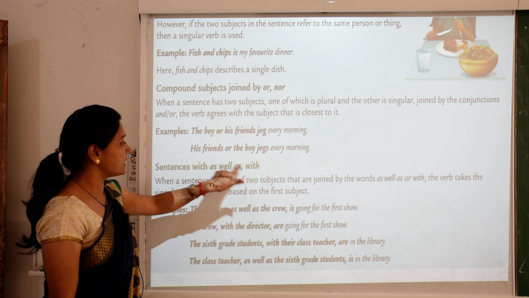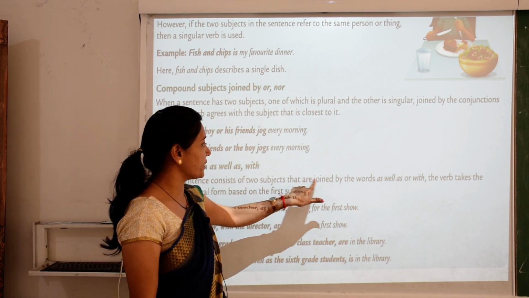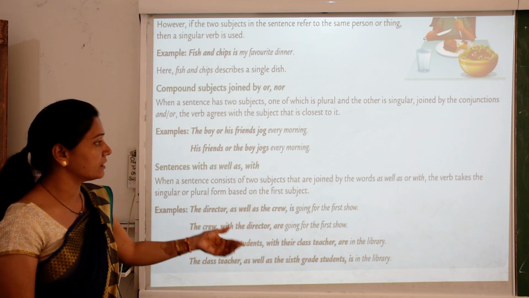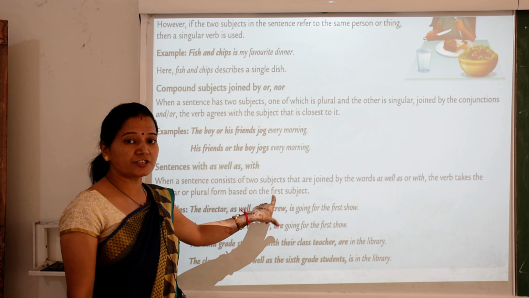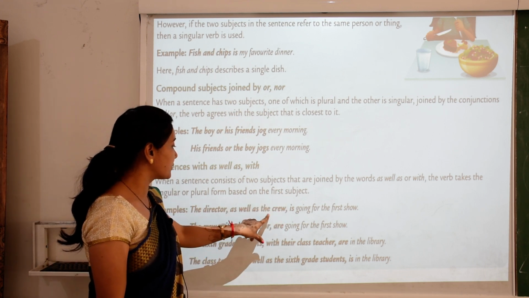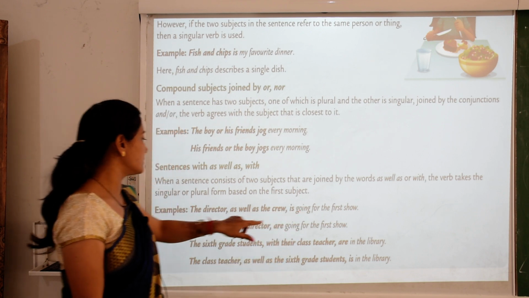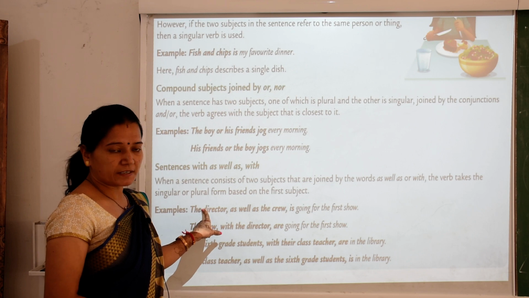Sentences with as well as and with. When a sentence consists of two subjects that are joined by the words as well as or with, the verb takes the singular or plural form based on the first subject. So let's understand this. The director as well as the crew is going for the first show. So we'll place the verb according to the first subject.